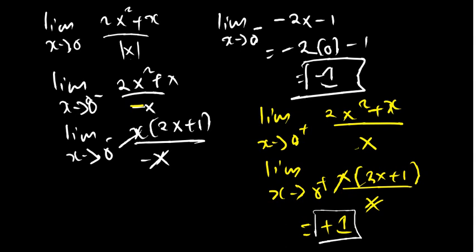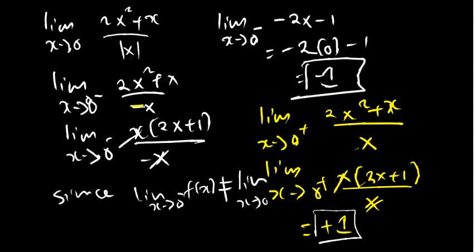So this is what you say. Since limit, so you're going to say since limit as x approaches 0 from the left side of f of x is not equal to limit as x approaches 0 from the right side of f of x, then the limit doesn't exist. That's the last statement.